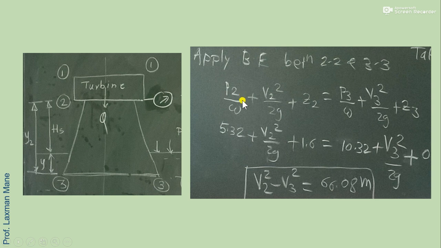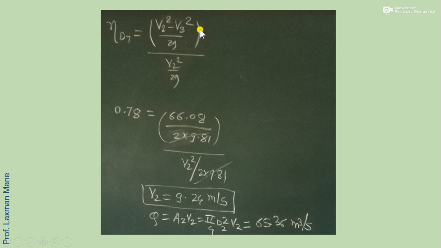So putting the value of pressure head at 2, absolute value, plus Z2, that is elevation with respect to point 3, that is 1.6, is equal to the absolute value at point 3, that is atmospheric pressure 10.32, plus V3 square by 2g. Now in this case we can get V2 square minus V3 square by 2g, this expression. For this expression we get the value. So this we can use in the equation of draft tube.